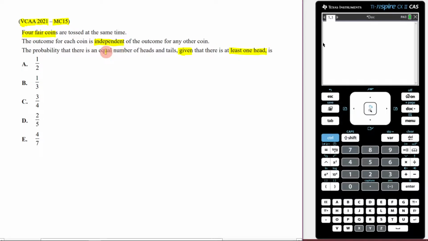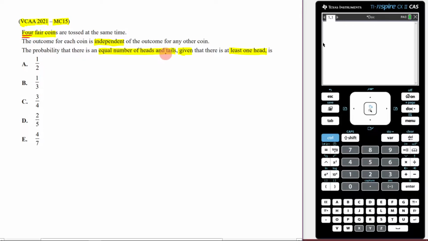So we need to find the probability that we get an equal amount of heads and tails, given that there is at least one head. Okay, how are we going to approach this? If we have an equal amount of heads and tails, and we're flipping this 4 times, what I want you to realize is that means we have to have 2 heads and 2 tails. That's the only way to get an even amount.